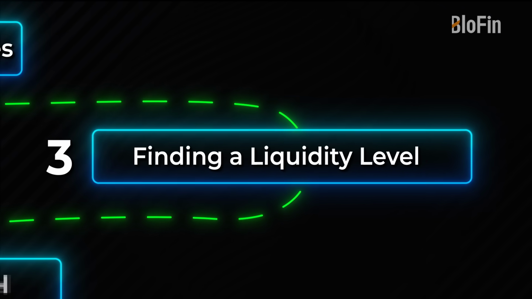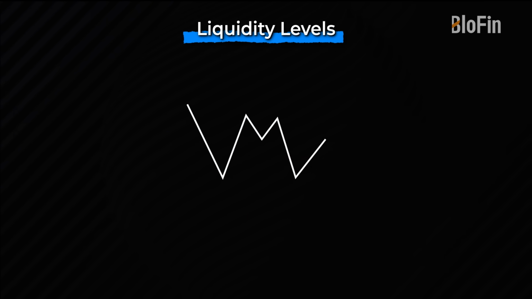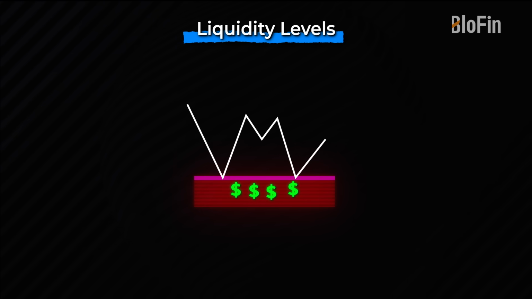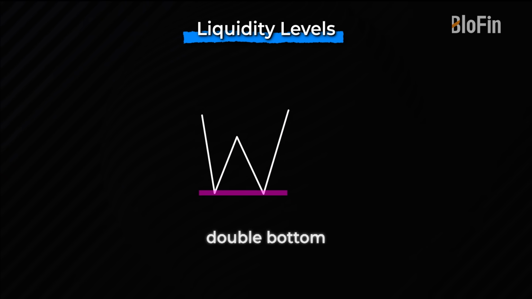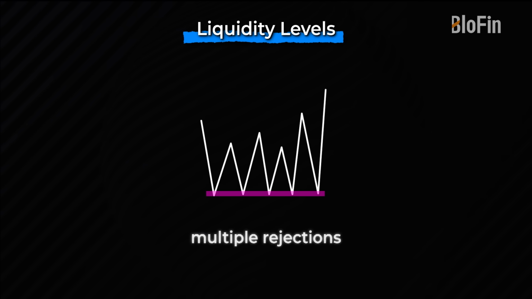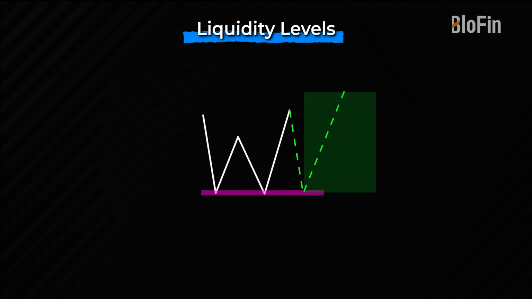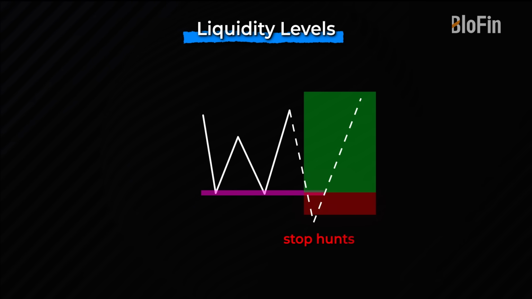And this is the most important step in the entire strategy. To put it simply, liquidity levels are areas where a lot of stop-loss orders are placed. Examples of liquidity levels are double bottoms, triple bottoms, or even multiple rejections from the same level. The point is, when a level looks too obvious for a bounce, a lot of traders enter long positions there and usually place their stop losses just below it. This causes a buildup of liquidity under that level, which becomes a target for stop hunts.